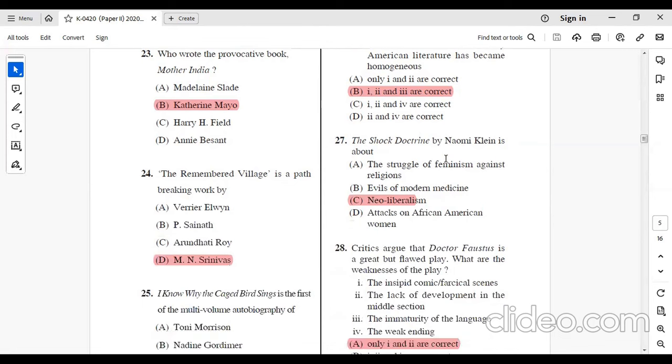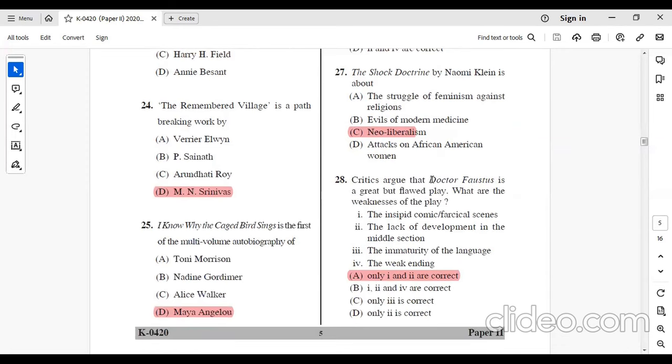Then question number 27, The Shock Doctrine, written by Naomi Klein, is about neoliberalism. Question number 28.